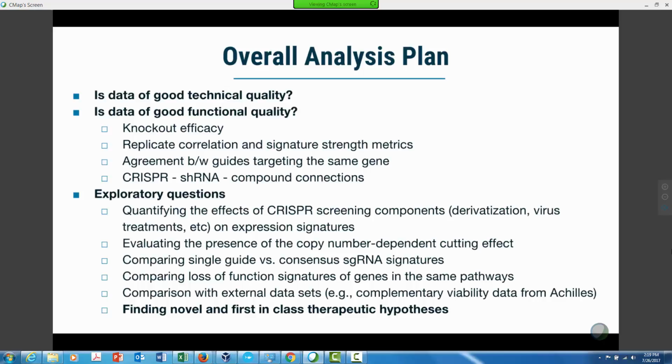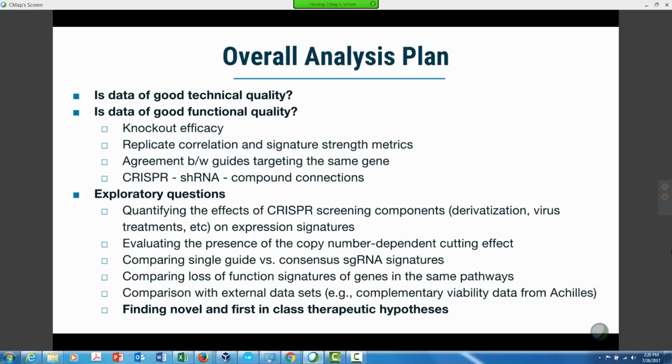And then next, and also in parallel, I've been looking at what I'm calling more exploratory questions. So I've been looking into quantifying the effects of the components of the CRISPR screen. So for instance, the derivatization process, we know that Cas9 is a pretty big protein. And so we've been looking into what effect that has on expression space, characterizing the effect of the dual virus treatments and so on the ultimate signatures that we get when we treat with the targeting guides. I've also begun looking at the presence of the copy number dependent cutting effect that some of our colleagues reported in the Achilles data, I think several months ago now.